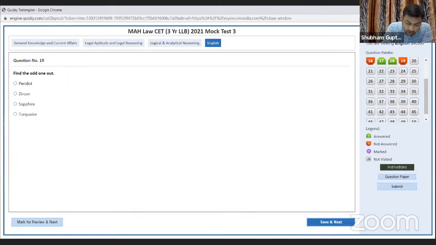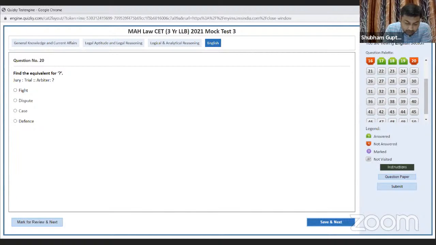Find the odd one out. Peridot, zircon, sapphire, torpicus. Because you must have seen I wear stones, I have some idea about stones. So the last three are stones: zircon, sapphire, and torpicus, whatever it is. These three are stones, so this should be the answer.